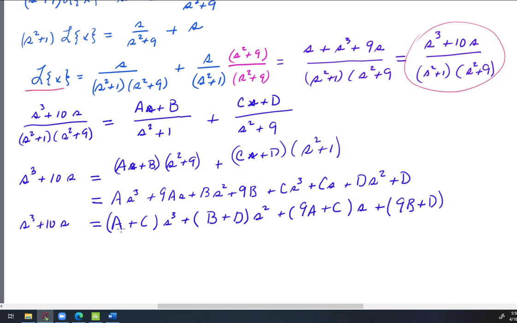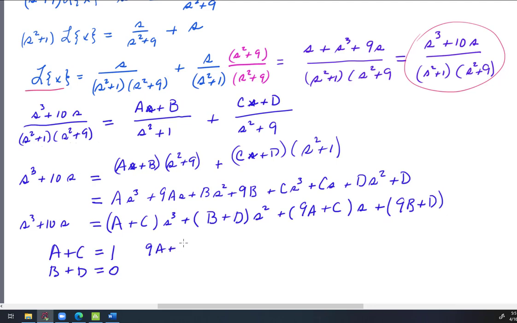So if the left-hand side and the right-hand side are equal, then the coefficients of like powers have to be equal. So I see that a plus c would have to be equal to 1. The coefficient of s cubed is a plus c on the right and is 1 on the left. And b plus d would have to be equal to the coefficient of s squared. I don't see an s squared term over here, so that would be a 0.